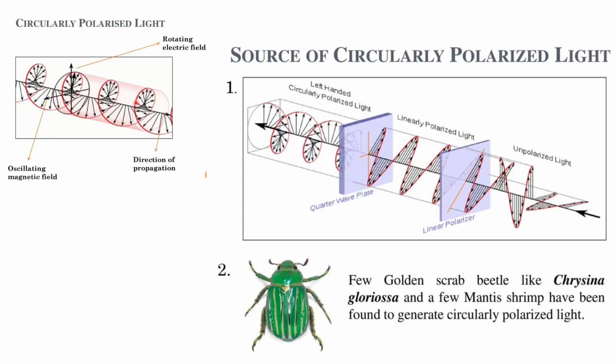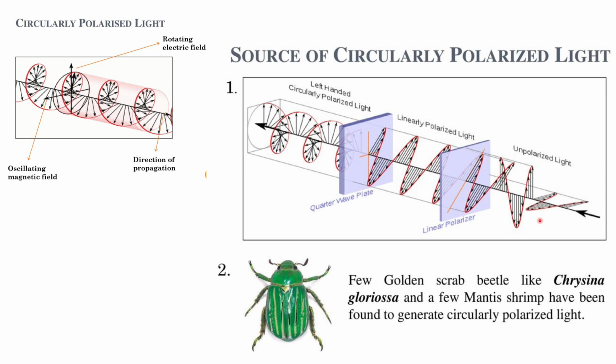So in simple terms, circularly polarized light is where the electric field is rotating and the magnetic field is oscillating left and right like this, denoted by the arrow marks, and the direction of propagation of the light is this way. So this represents a circularly polarized light beam, and these show the other forms of polarized light: linearly polarized light, where the electric and magnetic fields oscillate perpendicular to each other, and unpolarized light, where oscillation happens in random directions.